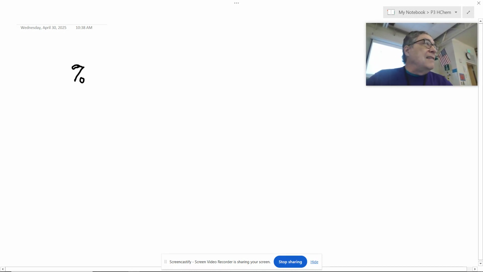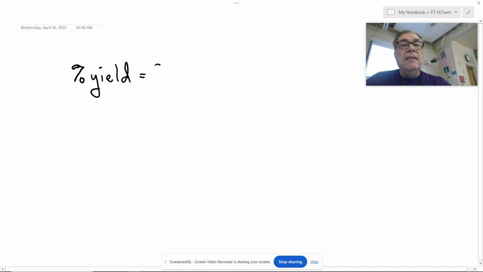Hopefully you recognize that as a percent sign. It just means per 100. In other words, you take something and you put it into a form that gives you amount per 100. And percent yield is something chemists and chemical engineers, people that work at the refinery or other places that make chemicals, are very interested in. And percent yield is easy to calculate.